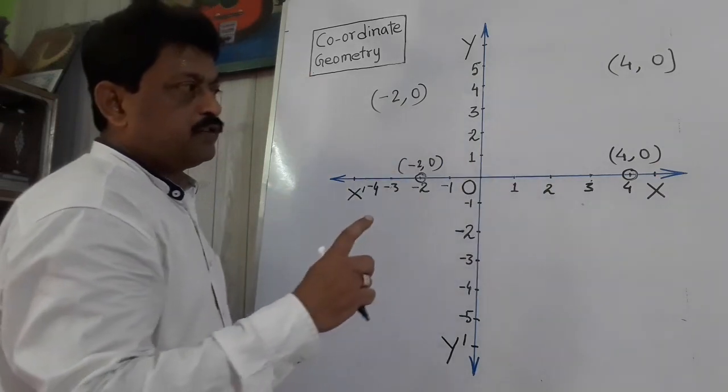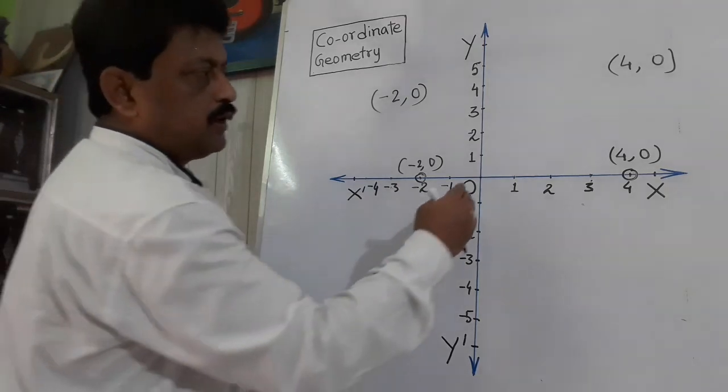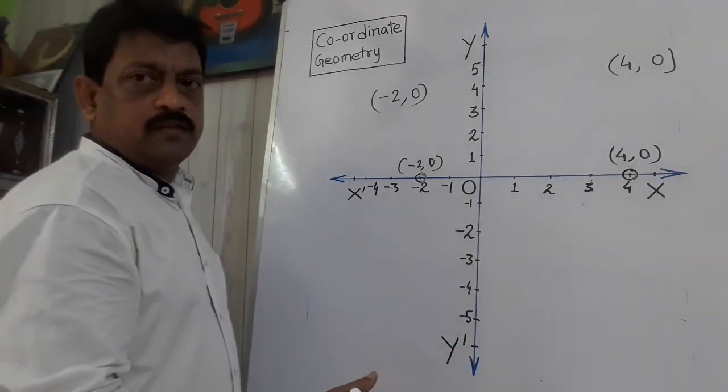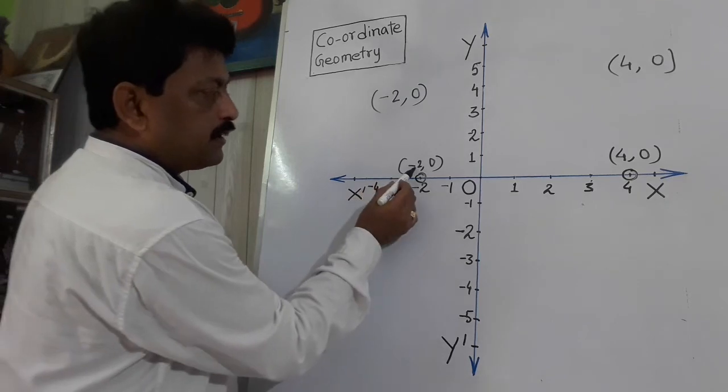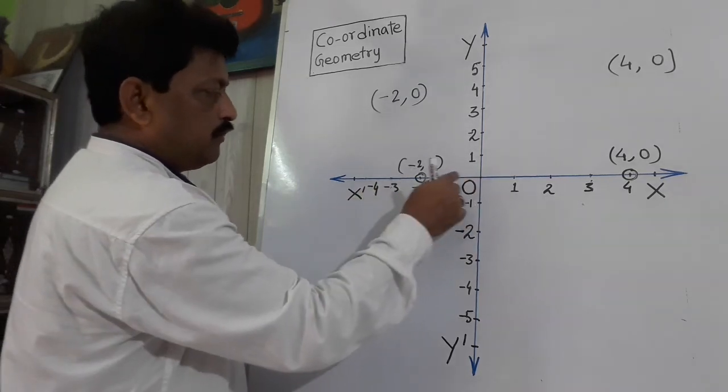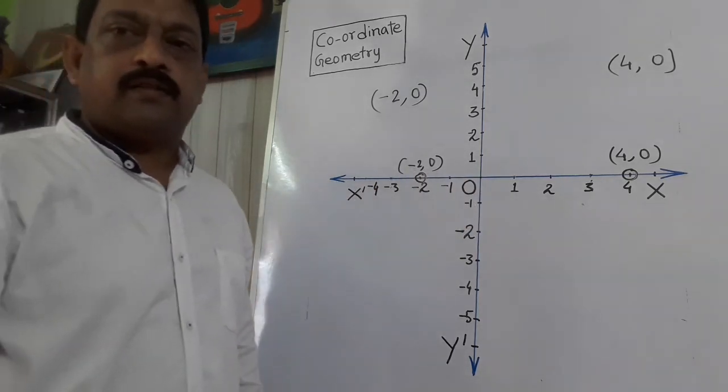Understood? If it is a positive abscissa, then it will lie on the positive side of the x-axis, and if it is a negative abscissa like this one, then it will lie on the negative side of the x-axis.